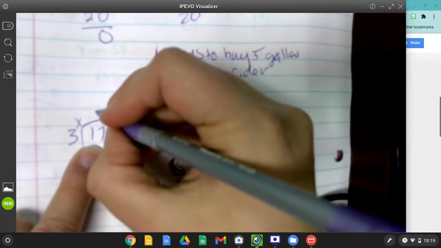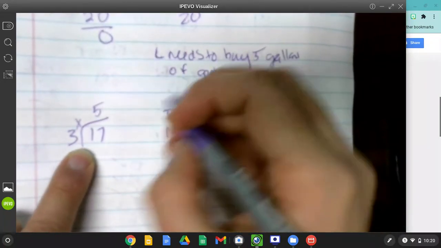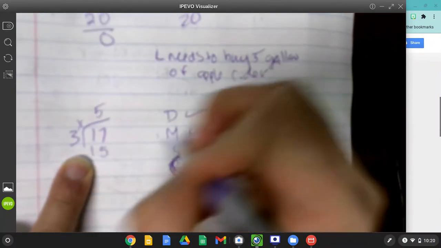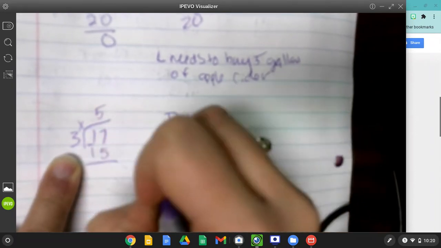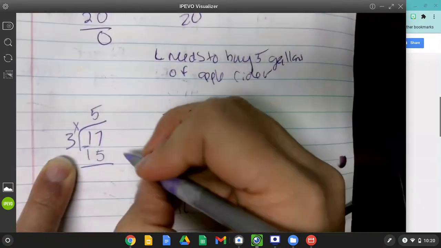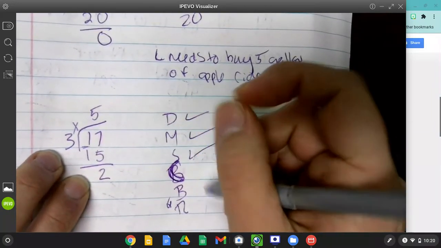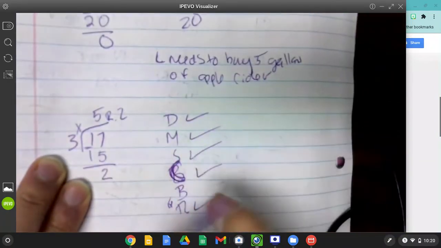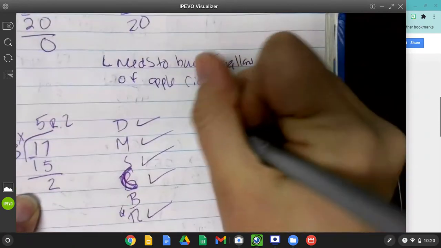3 can go into 17 5 times. 5 times 3 is 15. So we multiplied. Now we subtract. 17 minus 15 is 2. So we compare. Is 2 less than 3? It is. So this is what we call our remainder. We're not bringing anything down yet. That'll be added later. So remember to check it.